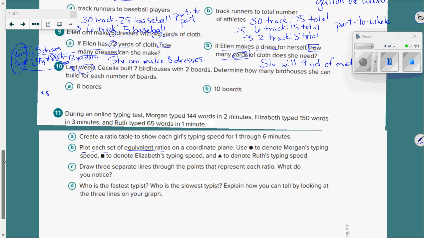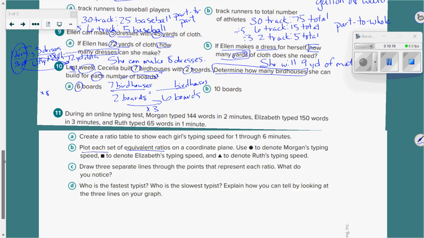Last week, Cecilia built 7 birdhouses with 2 boards. Determine how many birdhouses you can make with each number of boards. So again, we need to set up your ratio. It's 7 birdhouses and 2 boards. And it's going to equal birdhouses and boards. Notice how I just set up that skeleton first, right? Once you set up the skeleton, the rest of it should be really easy. I now know my other piece of information is 6 boards. So how do I go 2 to 6? Times 3. So what am I doing? 7 times 3. 21 birdhouses.